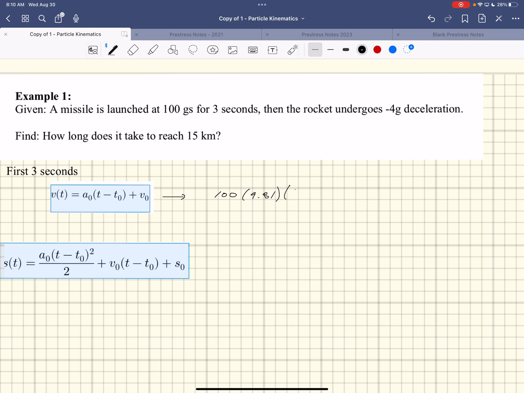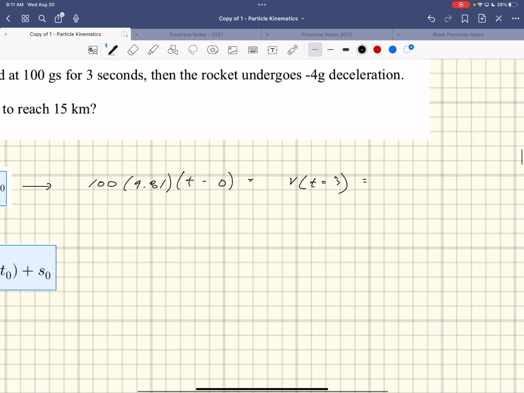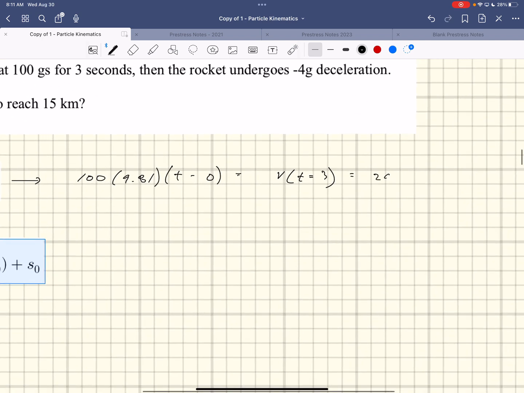T, we don't know. That's going to be 3 seconds, but right now we're just going to put it as T. T naught is 0, because it's starting out from rest, and that's our initial time, 0. That's 100 G's, and so the velocity at T equals 3 seconds, you would just plug in a 3 for that T right there. That would give us 29.43 meters per second.